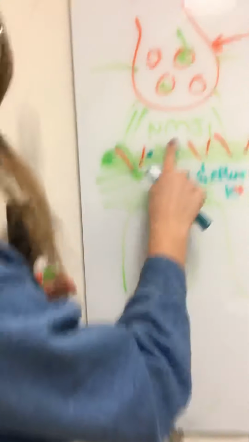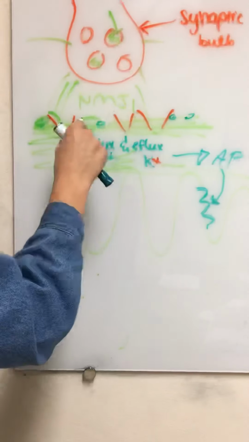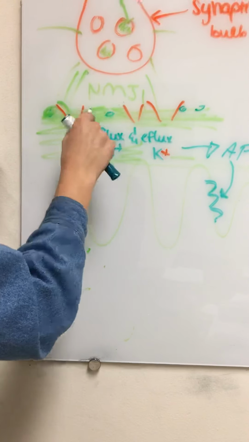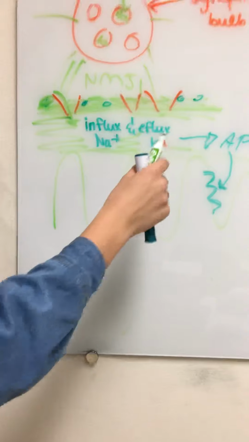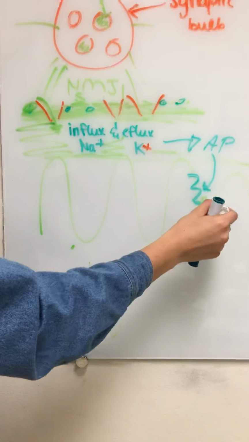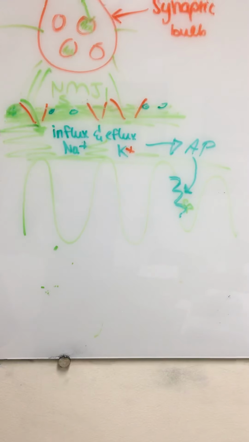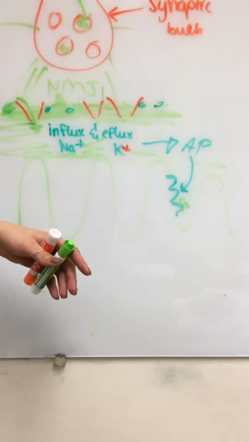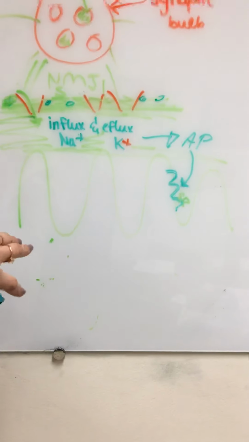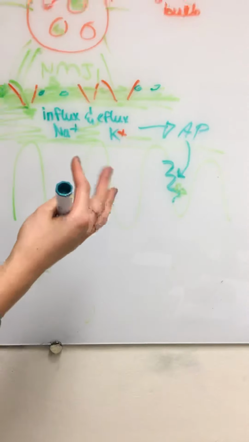Oh, I got this wrong. Sorry, I should have caught that sooner. No, it's fine. I might just have to do this again, honestly. So this is the sarcolemma. This is the sarcoplasmic reticulum. And so that action potential goes to the sarcoplasmic reticulum, which is inside the T tubules. Am I missing a step? No. Okay.